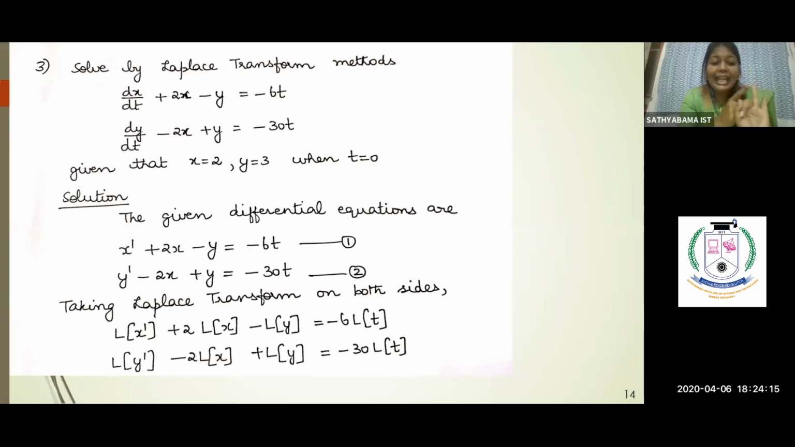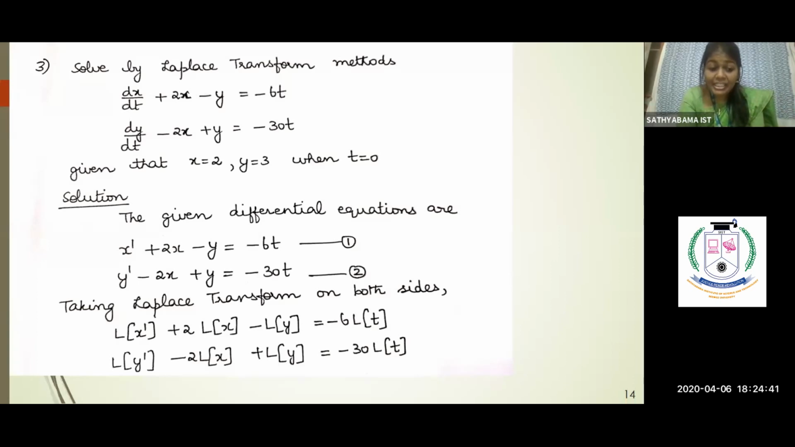What will you get? L of x dash plus 2 into L of x. I can take the L inside by linear property. By linear property, L of the left hand side will be L of the first term plus L of the second term, and you can take the constants out. So this is L of x dash plus 2 into L of x minus L of y equal to minus 6 into L of t. Fine? That's the first equation.